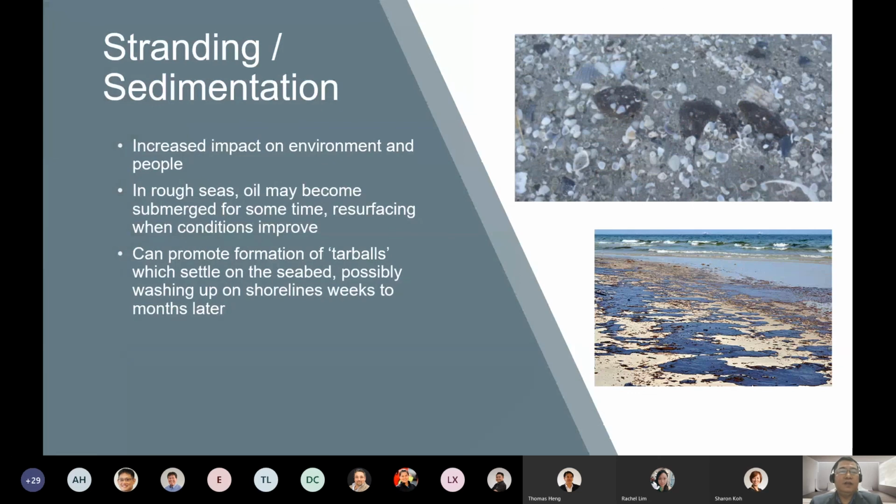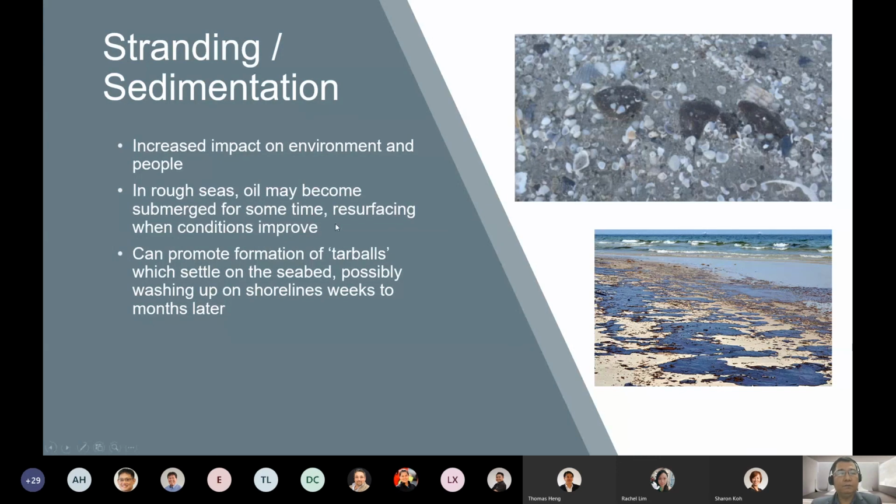The next fate that could happen to the oil is stranding or sedimentation. As much as possible, this is the fate that we don't want to happen. When the oil is spilled into the marine environment, we make so much effort to remove it before it hits the sensitive shorelines or the sensitive structures, because stranding increases the impact on the environment and the people. In rough seas, it may become submerged for some time, resurfacing when conditions improve.